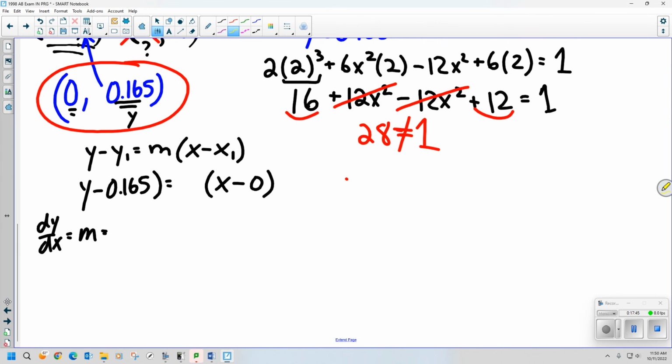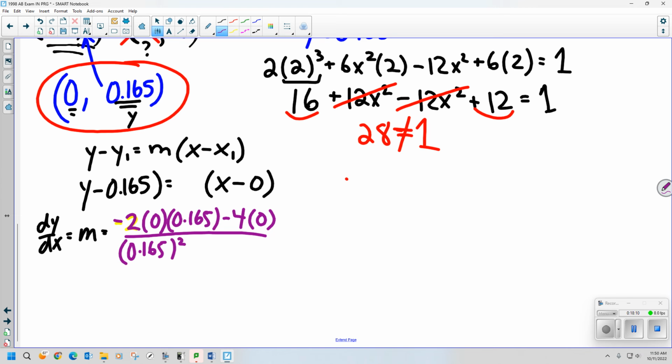Okay, so I have negative 2. I should probably go purple. Yellow's tough to see. Negative 2 times my x, which is 0, times my y, which is 0.165, minus 4 times my x, which is 0, all over 0.165 squared plus 0 for my x squared plus 1. Okay, the top is going to be 0. The bottom is not going to be 0. The bottom is going to be some number.